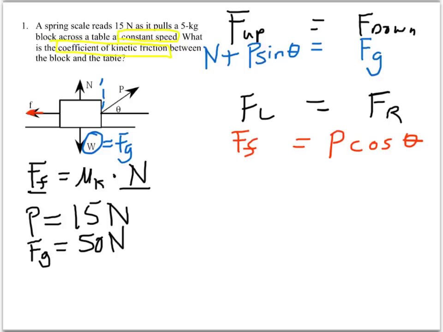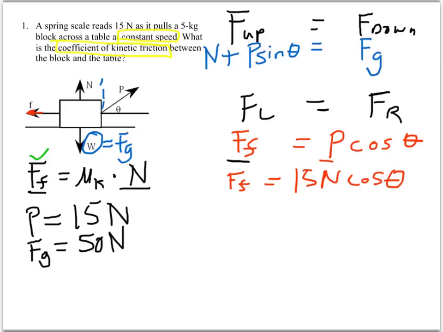Okay, so I could immediately find FF by plugging in for P here. So FF is 15 newtons times the cosine of theta. Since theta is not given, that's as far as I can get right now anyway. So now I know FF. I now need the normal force.